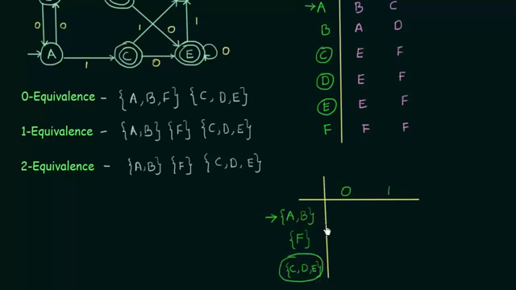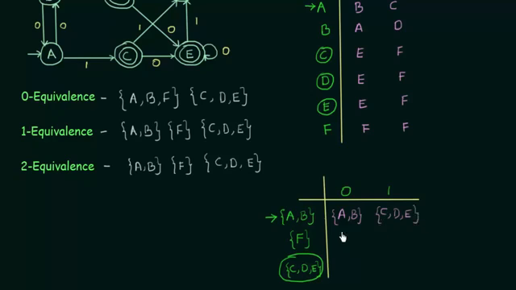Now let's fill up this table. AB, on getting input 0, where does it go? I can check with either A or B in this table. So A on 0, where does it go? It goes to B. So instead of B, what should I write here? I should write the state that contains B. What is it? AB. So I'll write here AB. Okay, and on input 1, where does it go? It goes to C. So instead of C, what should I write? I should write the state that contains C, that is CDE.